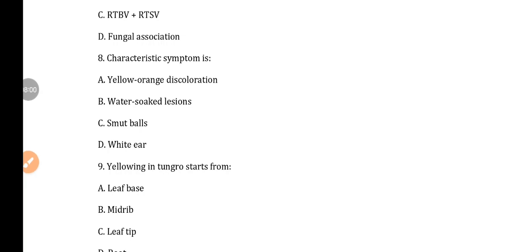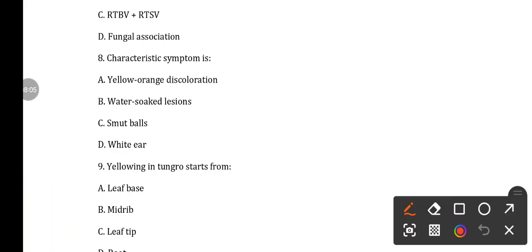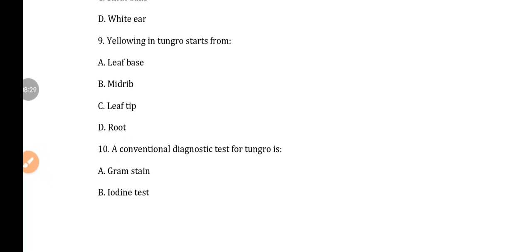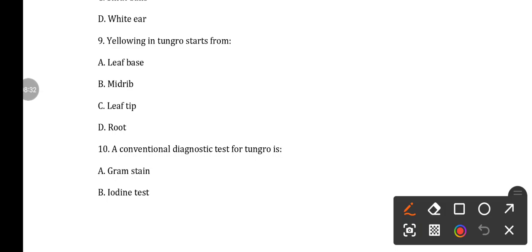Characteristic symptoms for the Rice Tungro disease, obviously. Option A yellow-orange discoloration, option B water soaked lesion, option C small balls, or option D white hair. I have already told you that option A is correct. Yellow to orange discoloration starting from the tip or the margin of the plant leaf. Okay. Then question number 9. Yellowing in Tungro starts from, this also I have already told, the leaf tip. Okay. Next, question number 10.